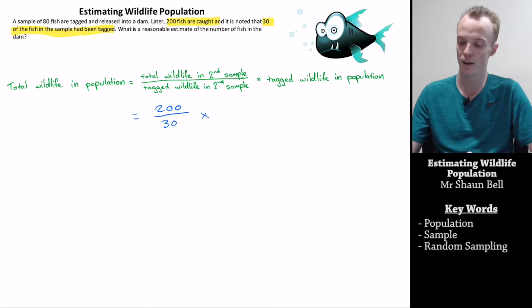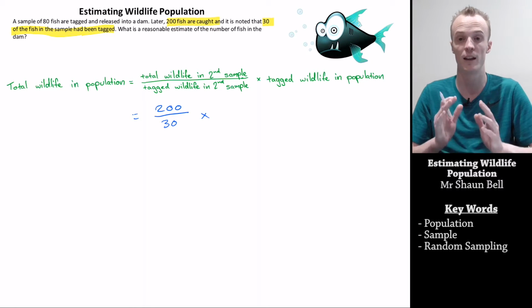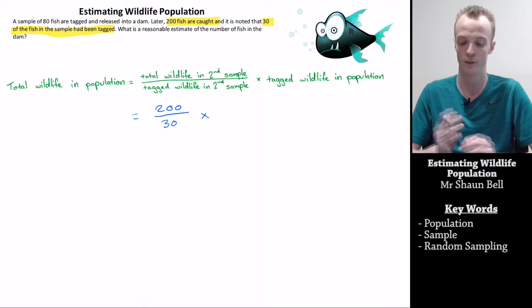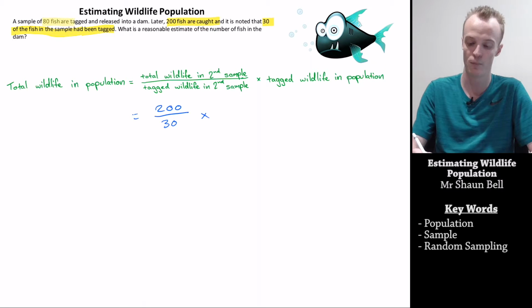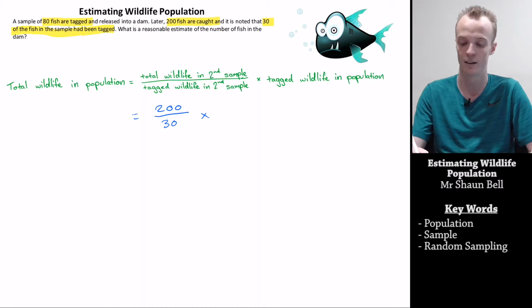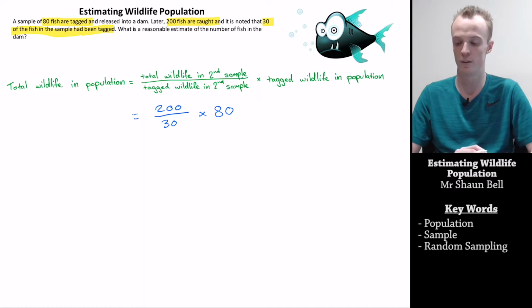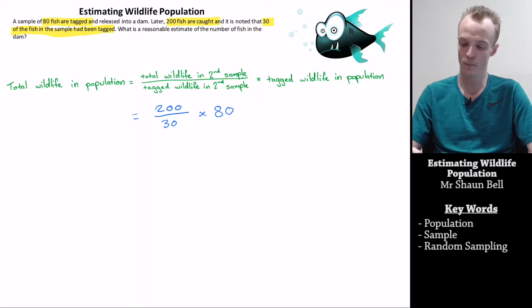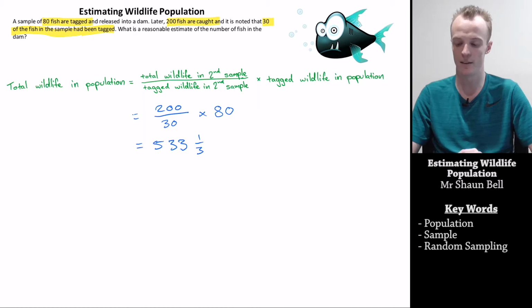Then, we multiply this with the tagged wildlife in population. Now, the total tagged wildlife in population came from the first sample that we tagged. We tagged all of the first sample, and the first sample had 80 fish that were tagged. So therefore, we multiply it by the 80 fish that were tagged. Now, when we multiply this out, we find that there is approximately 533 and 1/3 fish in the dam.